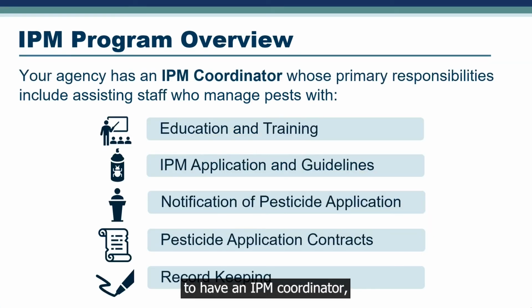So your agency is going to have an IPM coordinator, and those primary responsibilities include assisting staff who manage pests. They're going to assist with the education and the training, the IPM application and guidelines, notification of pesticide applications. This is very important. You don't get to just spray, and you all know that. You have outreach where you have to let people know that you've applied these things. And then any pesticide application contracts, and of course, record keeping. The record keeping is going to help you a lot with the monitoring. So definitely do it and follow those guidelines. It's going to make the long-term difference.